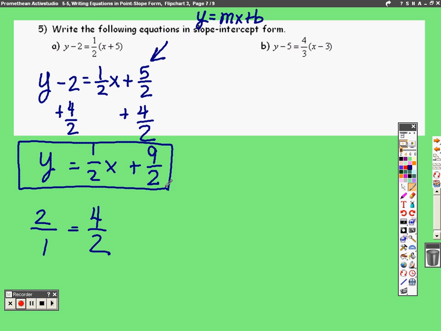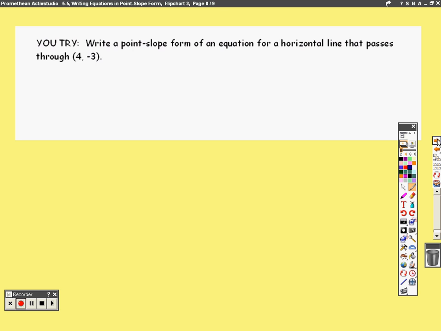Okay? Now, we have one other example that we're going to look at. Okay, I have a point-slope form of an equation for a horizontal line that passes through the point 4, 3. You need to be very careful when you see a problem like this, because there's information in here that's not always easy for everyone to see. But we need to remember that the slope of a horizontal line is 0. So with that information, it's very easy to write this in point-slope form.